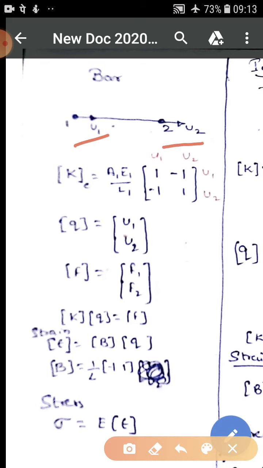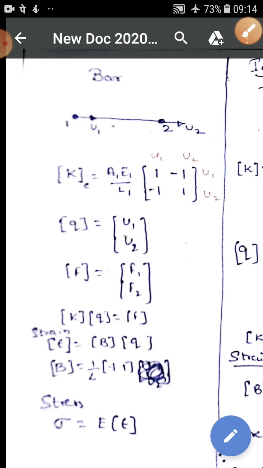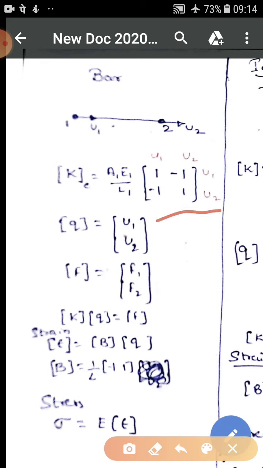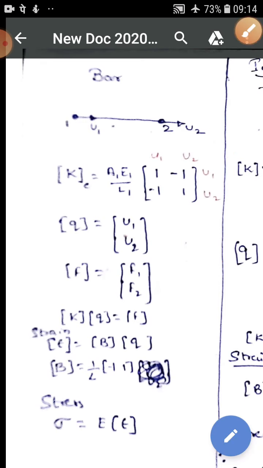And if we recall the stiffness equation, the stiffness matrix K for that element is A1 E1 by L1, [1 -1; -1 1], and the displacements associated with this bar element were U1, U2 that we had written. So the displacement matrix was Q equal to U1 U2, nodal forces F1 and F2, force at node 1 and force at node 2, and the equilibrium equation K into Q is equal to F. Strain is B into Q, and the B matrix, that is the strain displacement relation matrix, was 1 by L [-1 1]. And stress was determined by E into strain. So these were the things.